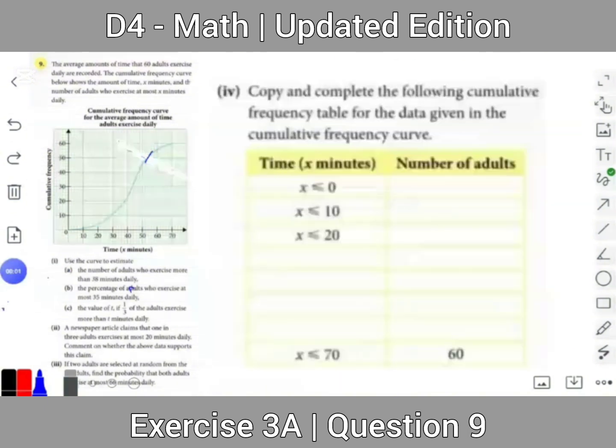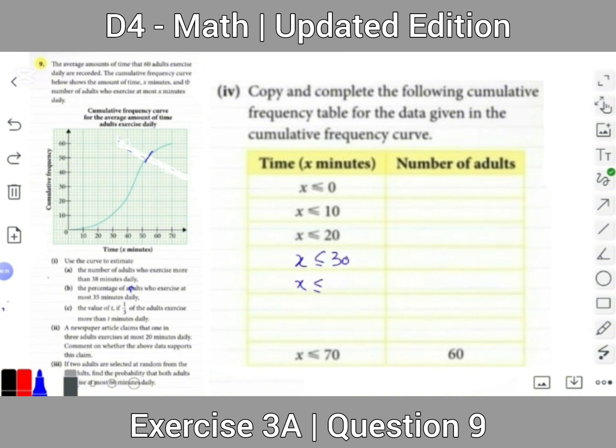Part 4. Copy and complete the following cumulative frequency table for the data given in the cumulative frequency curve. So along the x-axis we have time in x minutes. So here we have the values of x less than or equal to 0, x less than or equal to 10, x less than or equal to 20. Here we have 30. So x less than or equal to 30, x less than or equal to 40, x less than or equal to 50, and x less than or equal to 60.